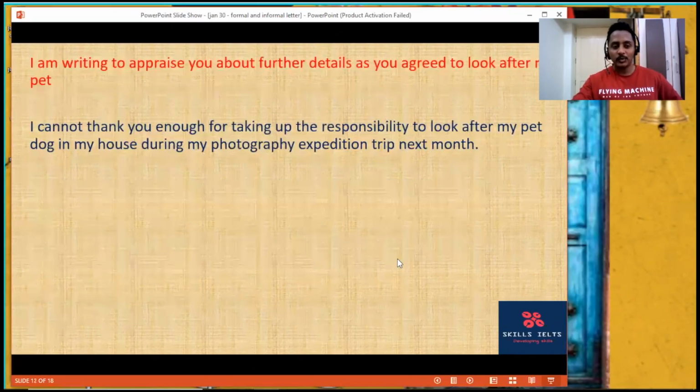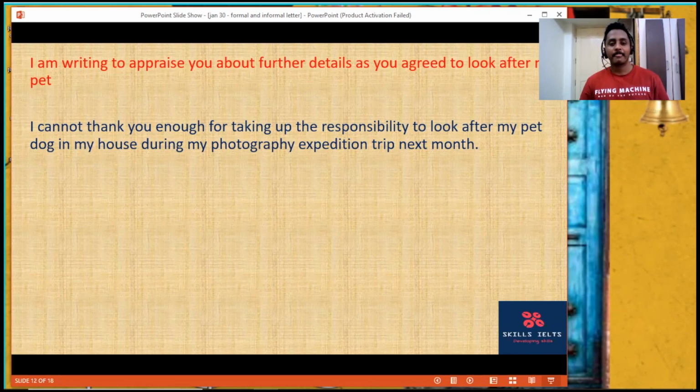So let me just show you how we can change. I'm writing a formal letter. Pay attention. I'm not just discussing informal, I'm talking about formal letters also. I'm writing to express my dissatisfaction. I'm writing to express my satisfaction. I'm writing to lodge a complaint about. I'm writing to show my concern over. These are formal and semi-formal also.